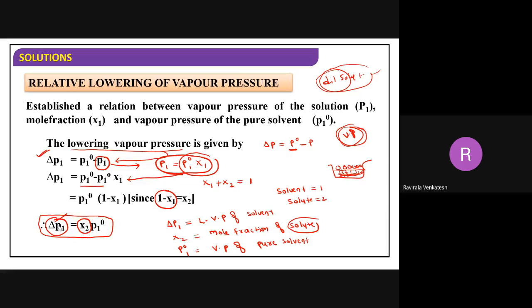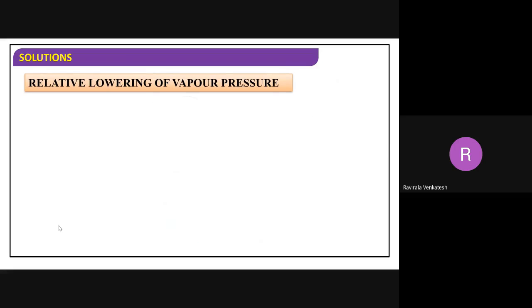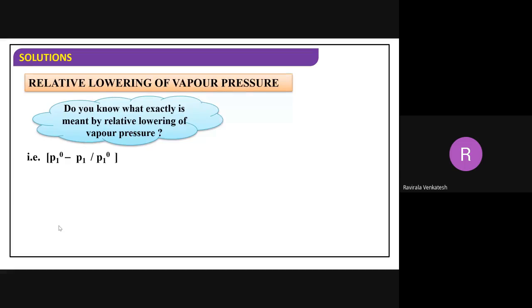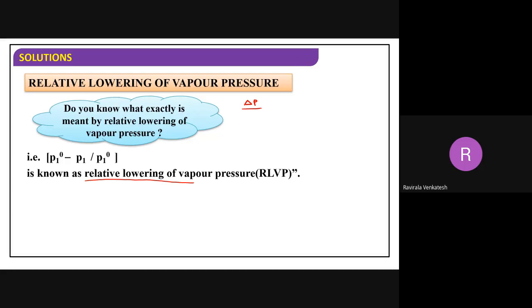Now let me see the relative lowering of vapor pressure. What is it? Whatever the lowering of vapor pressure is, I divide it by P naught. That is called relative, because you are relating it to the vapor pressure of the pure solvent.